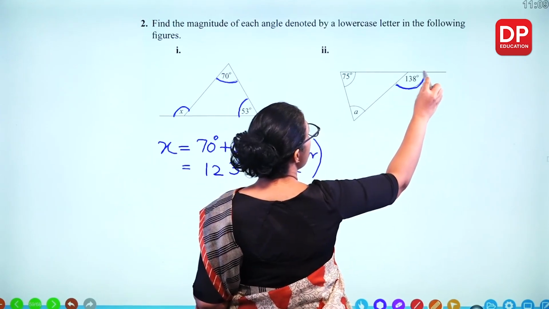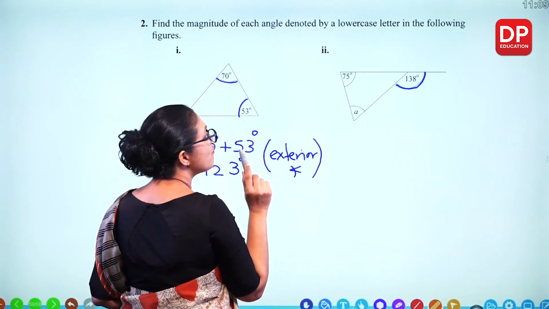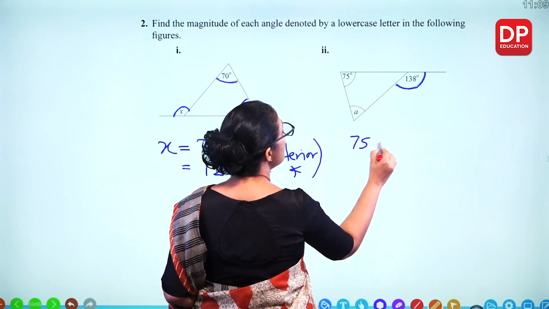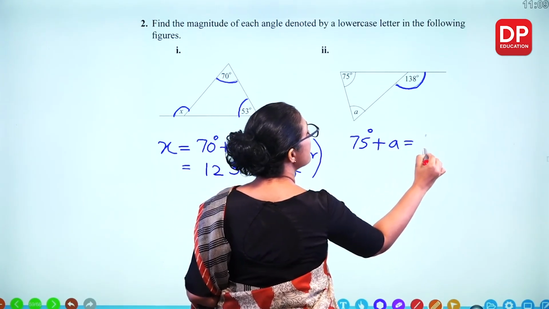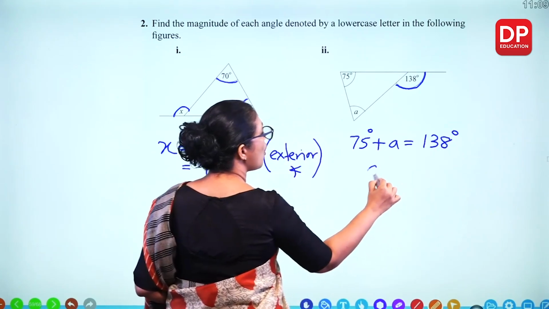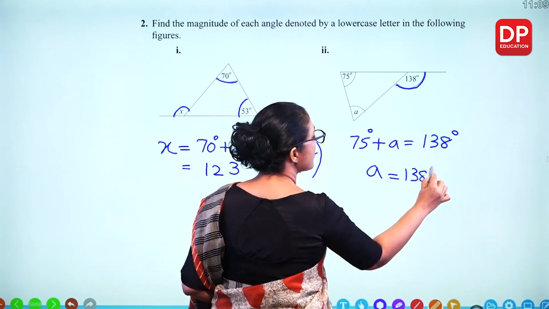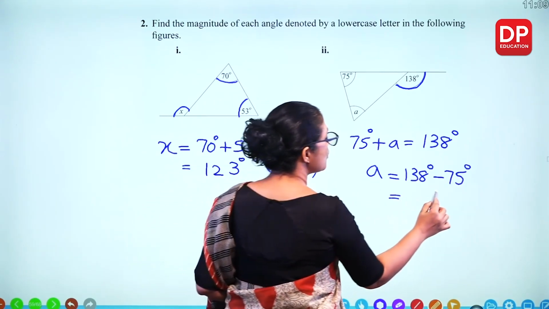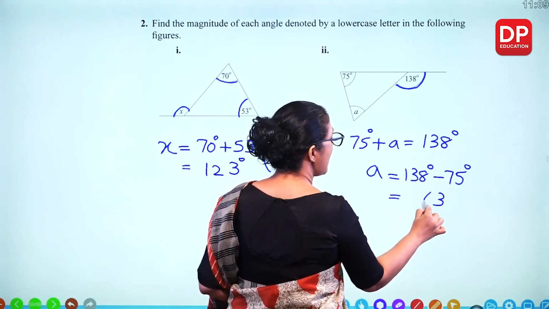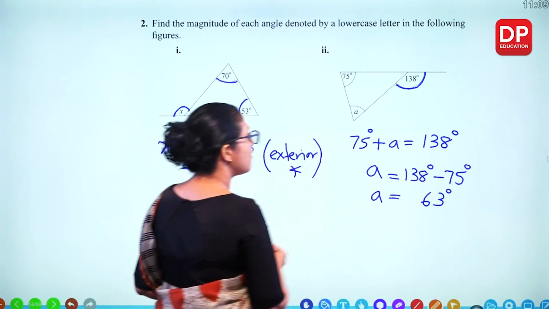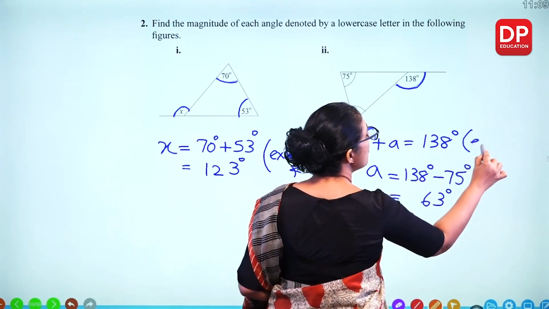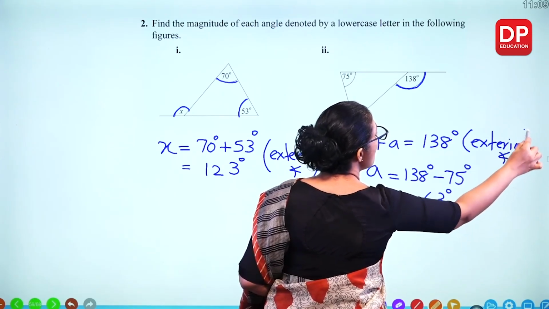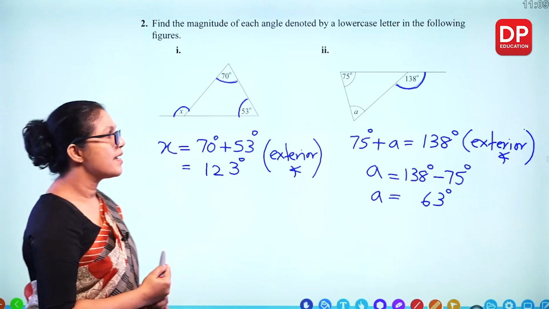This is the exterior angle and these two are the sum of opposite interior angles. So 75 plus A is 138. Now how do we find it? Subtract 75 from 138. You get 63 for A. So this is also exterior angle is equal to sum of opposite interior angles.